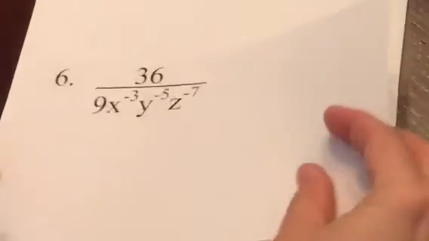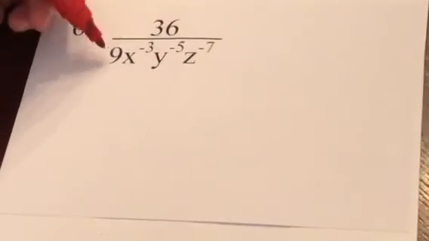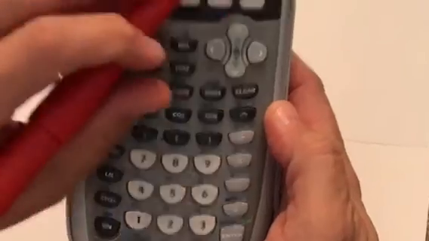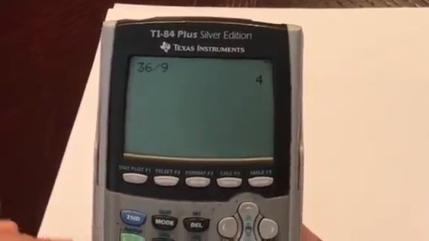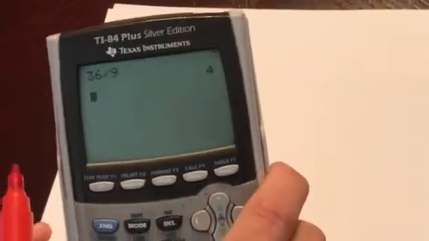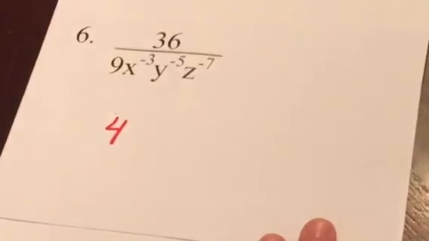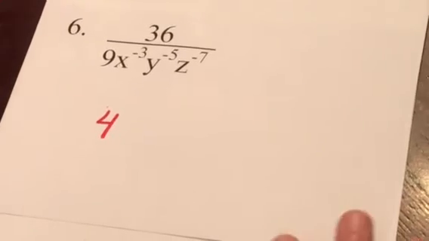One more example to finish up our negative exponents. Number 6. Continuing with the same calculator strategies, 36 divided by 9. 36 divided by 9 is a whole number. We need not use math enter enter because it divides out perfectly. So I will write 4. I'm not going to put a bottom to this yet since that did not give me a fraction.